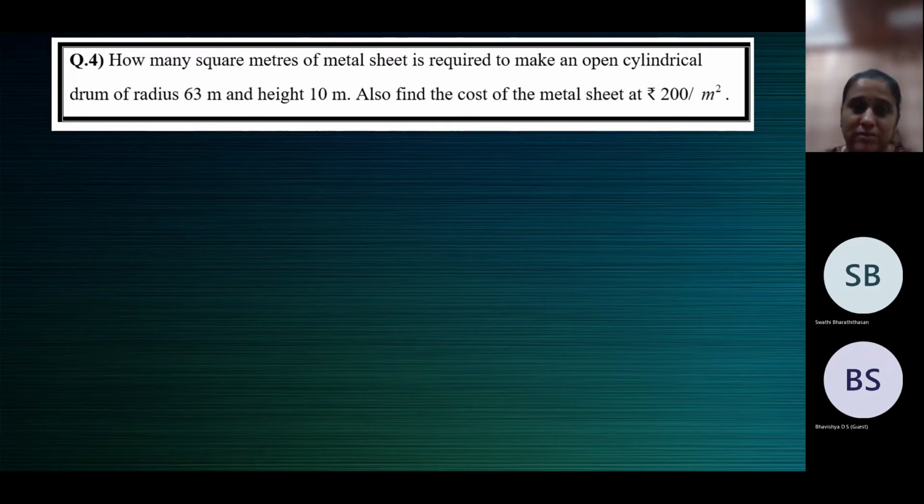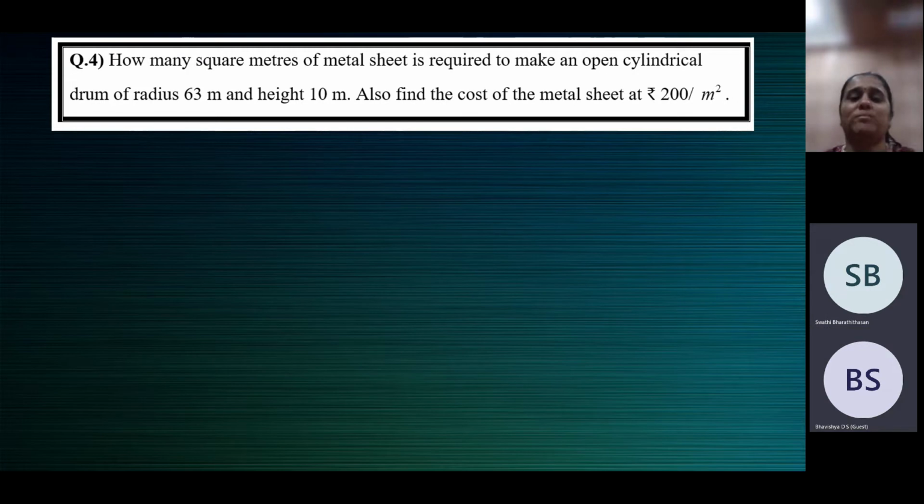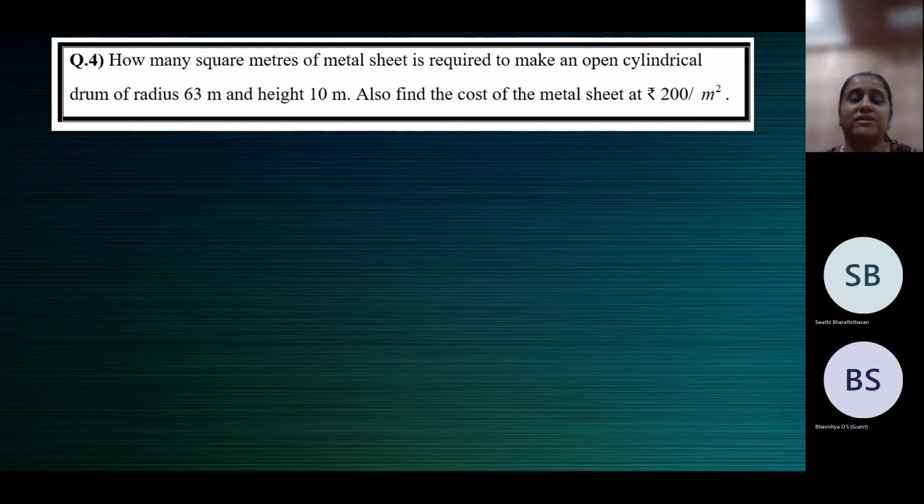It's a drum. So if it is open, where is it open, children? The top is open. Open cylindrical drum does not mean that the top and the bottom are open. If the bottom is also open, then how is it a drum? It's a drum, so the bottom is closed. Open meaning the top is open.